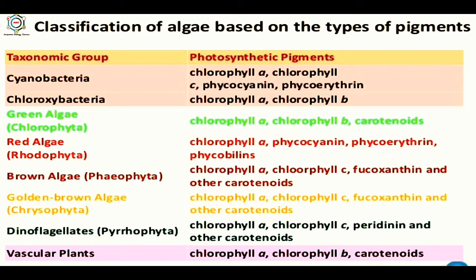In case of brown algae, that means phaeophyta, chlorophyll A, chlorophyll C, fucoxanthin and other carotenoids are present. While in case of golden brown algae, that means chrysophyta, chlorophyll A, chlorophyll C, fucoxanthin and other carotenoids are present. In case of dinoflagellates, that means pyrophyta, chlorophyll A, chlorophyll C, peridinin and other carotenoids are present. And in case of vascular plants, chlorophyll A, chlorophyll B and carotenoids are present. So here you can see the classification of the photosynthetic pigments in the taxonomic groups, that is, which type of photosynthetic pigments are present in which taxonomic group.